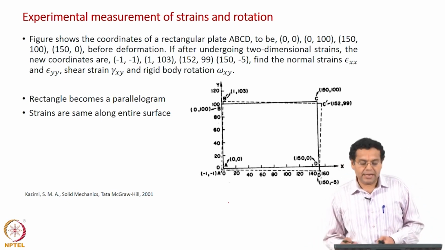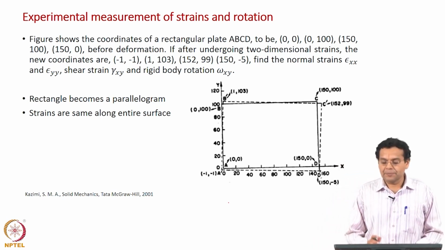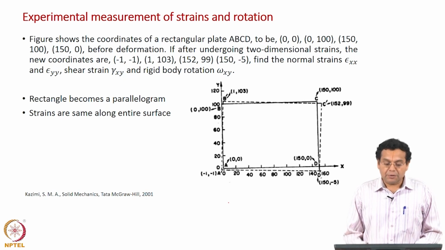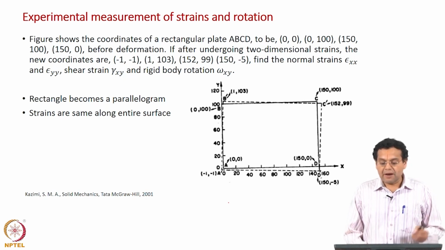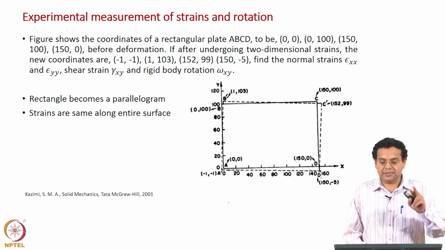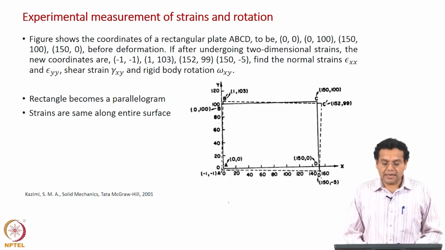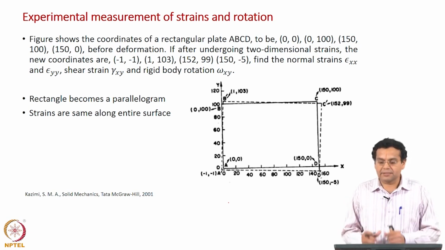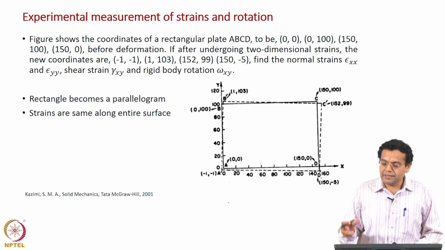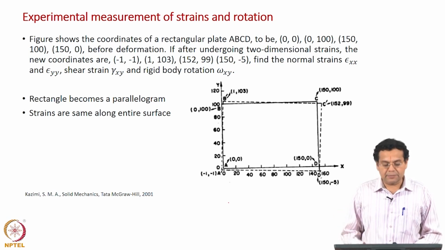Figure shows the coordinates of a rectangular plate ABCD. The coordinates are given, okay, before deformation. If after undergoing 2 dimensional strains, okay, the new coordinates are also given. Okay. Find the normal strains epsilon xx, epsilon yy. This is new. Okay. Earlier the question was find the displacement gradients. Now the question is find the normal strains epsilon xx, epsilon yy, shear strain gamma xy, and rigid body rotation omega xy.